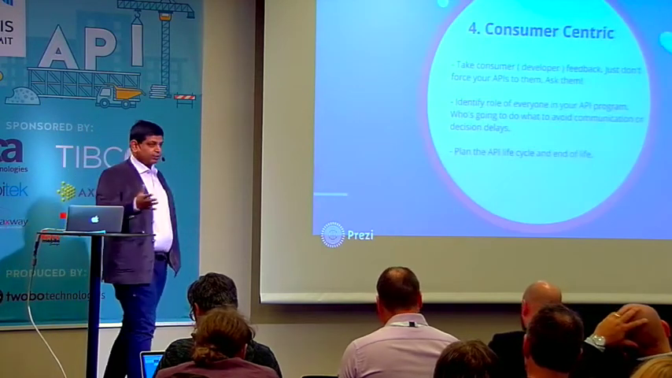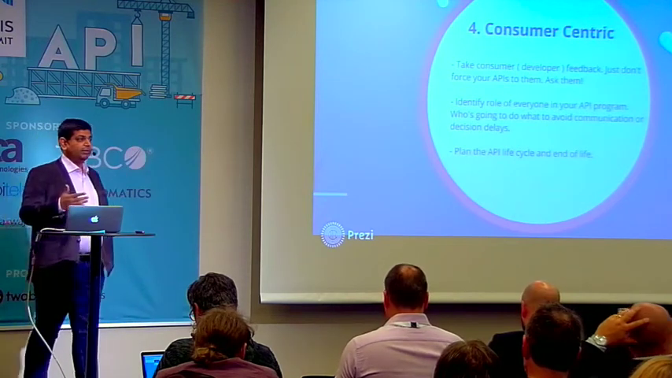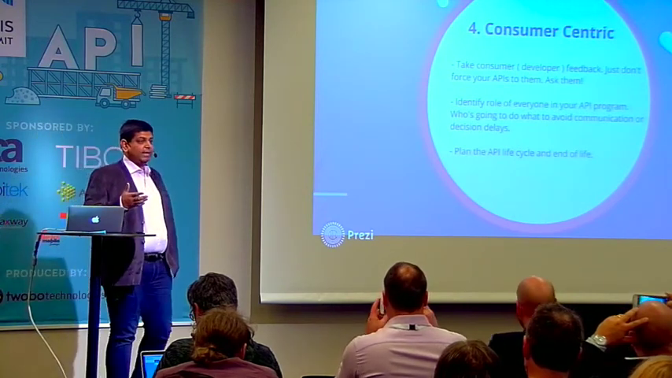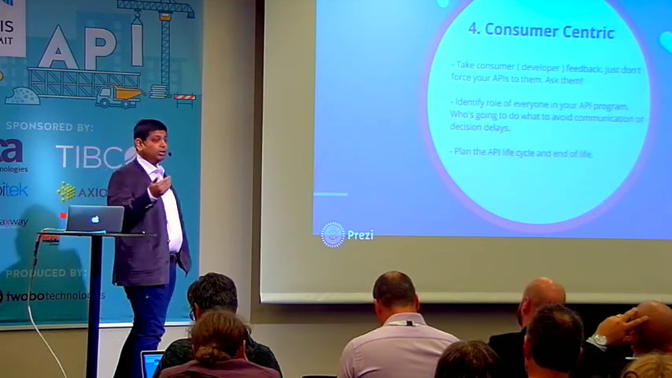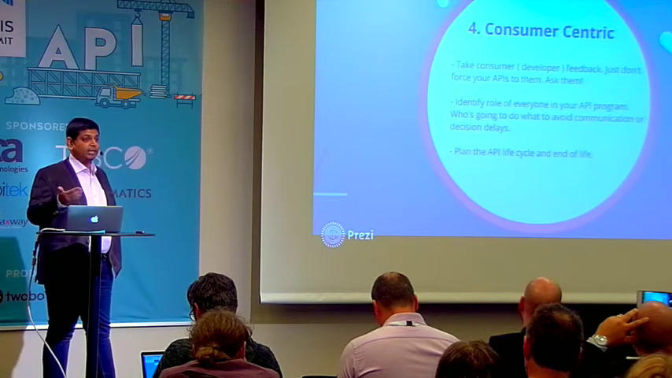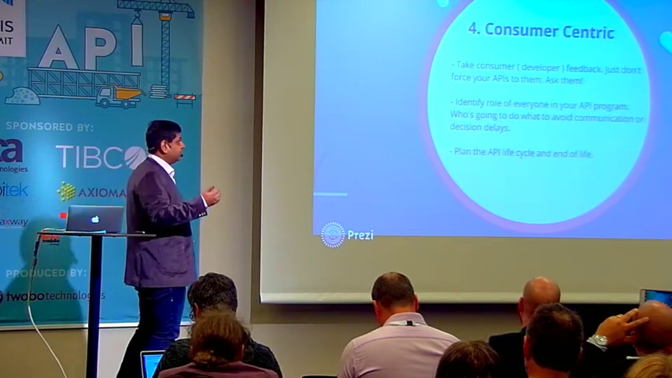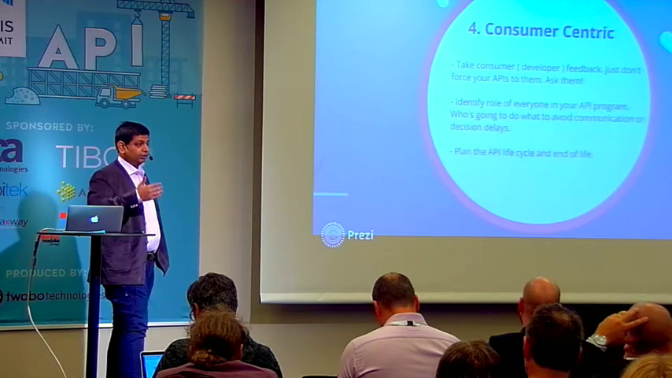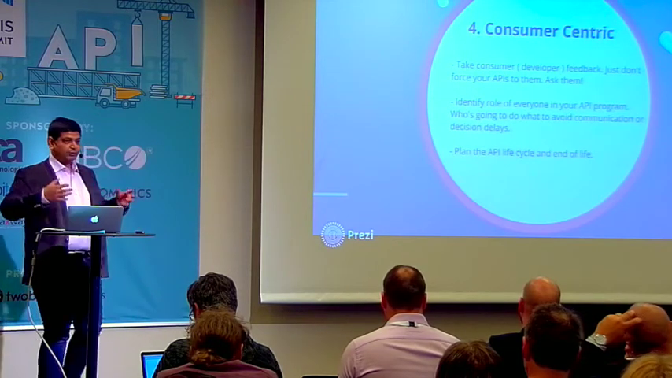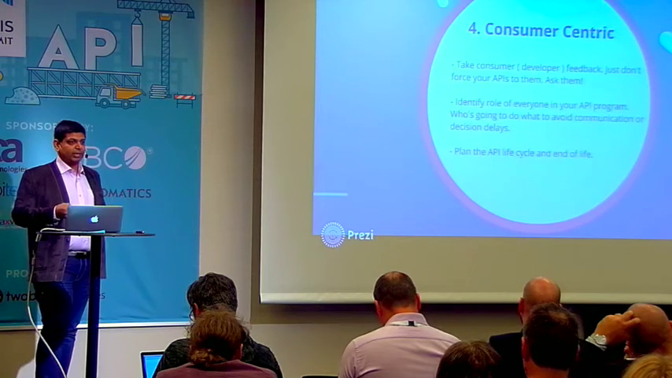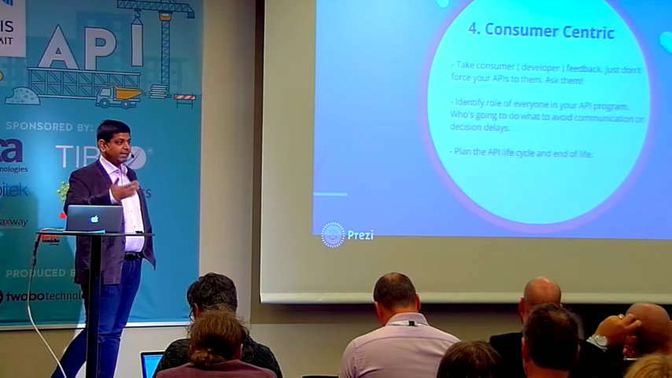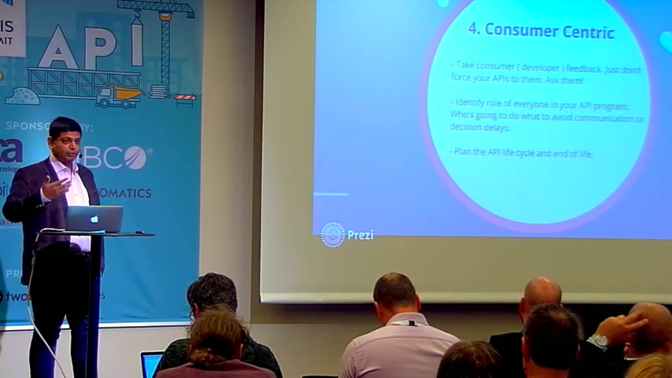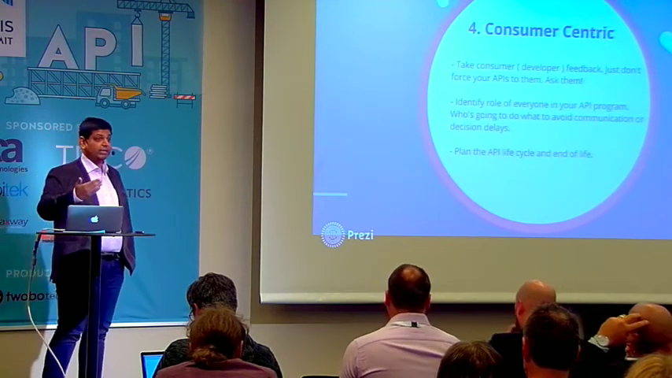Next, we come to consumer-centric. You have to build your APIs to be consumer-centric. Do not build APIs just as a fashion. Who are your consumers? Your consumers are your developers, because APIs are going to be consumed by your developers. So take the consumers' developer feedback. Just don't force your API. So, like, the management decides that we're going to have an API and the top-level architects decide that we're going to have an API. Don't force it. Take their feedback. Take the developer support, what they want. How would it be easier for them to implement the APIs?